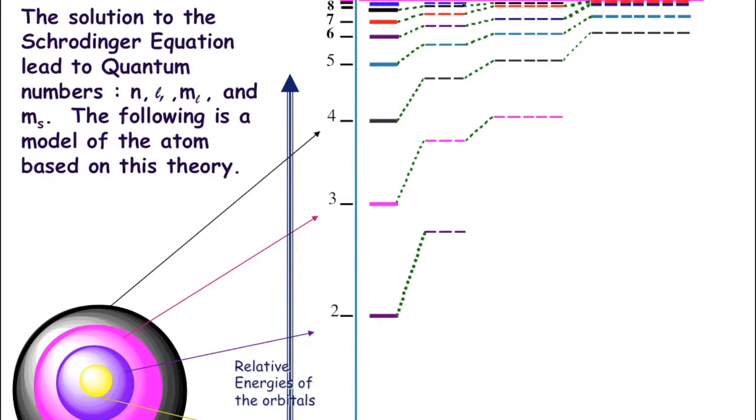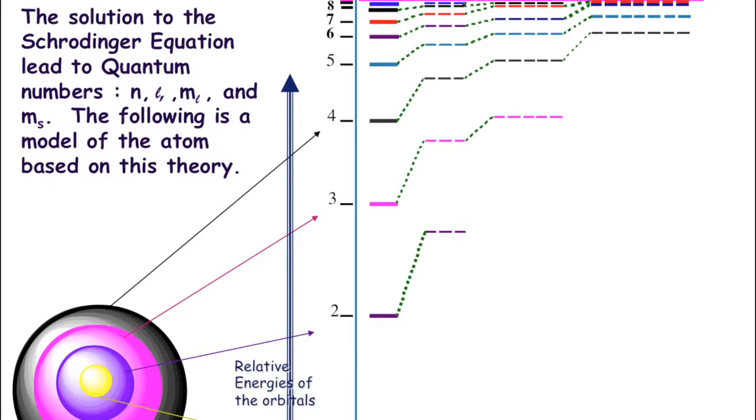But within each orbital, you've got something called suborbitals. Suborbitals are the type of behavior, the type of probability of finding a particular electron.